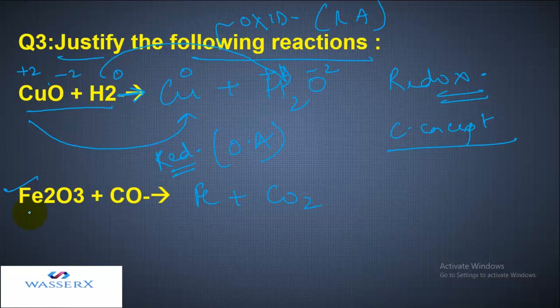So in this, oxygen is being removed from Fe, or you can say here its oxidation number is +3 and here it is 0. So that means it is getting reduced and C is getting oxidized. So this is how you're going to make out what changes are occurring in the reaction.